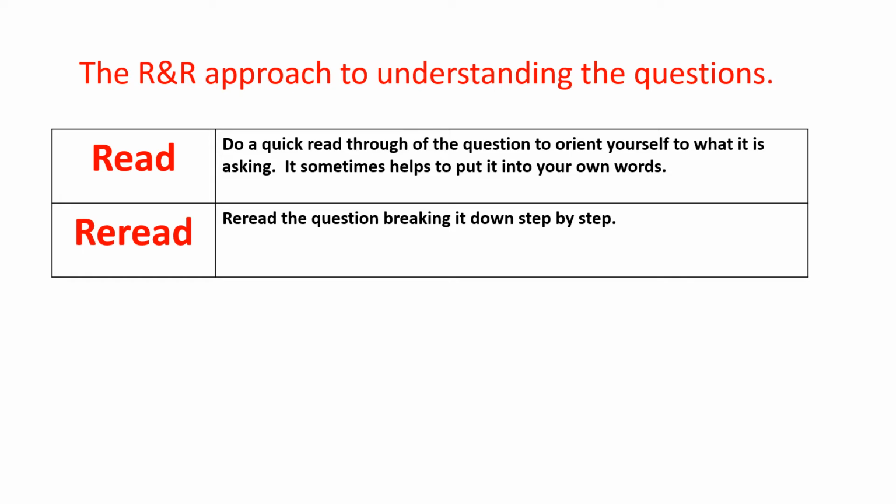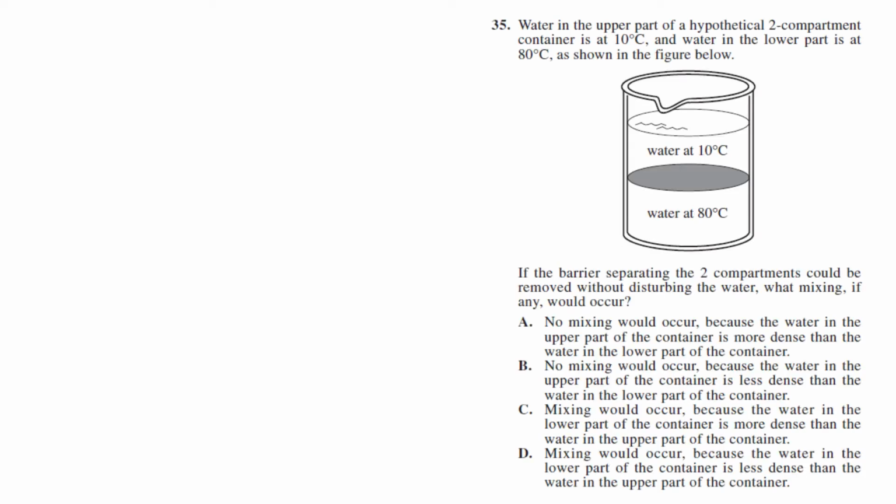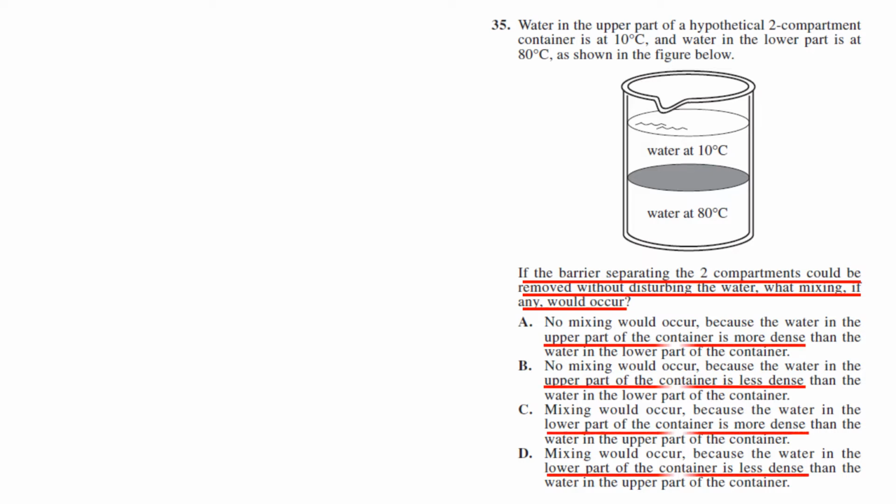R and R approach the questions, read and then reread. We're going to be doing the rereading together, breaking it down step by step. Question 35, we have this nice little diagram that's explained here. It says the water on the top is 10, the water on the bottom is 80 degrees Celsius. And it says if the barrier separating the two compartments were removed without disturbing the water, what mixing, if any, would occur? So a lot of this passage is about this, right?